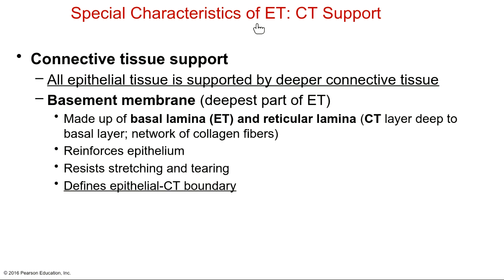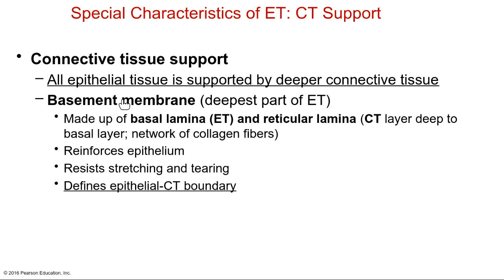So what is another feature or special characteristic of epithelial tissue? And that is that all epithelial tissue is supported by an underlying connective tissue. And so between the epithelial layer and the connective tissue layer is another layer called the basement membrane. So the basement membrane, you should know, is made of 2 layers. And I already mentioned the basal lamina.